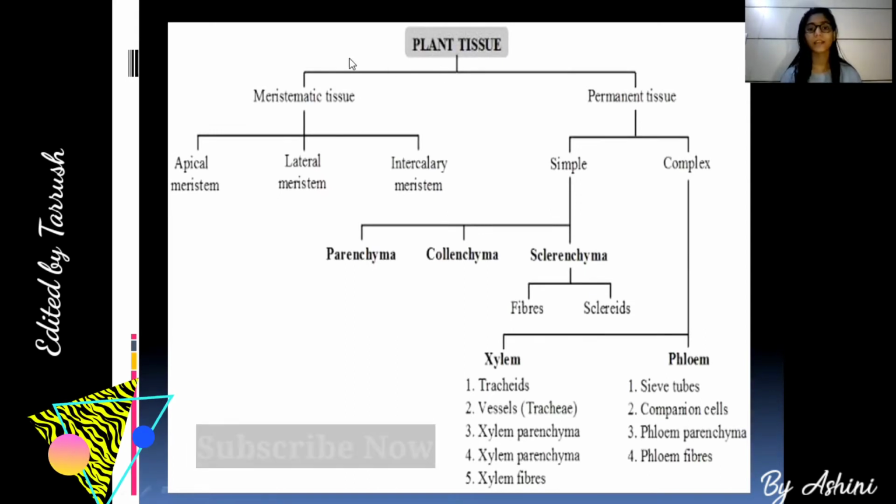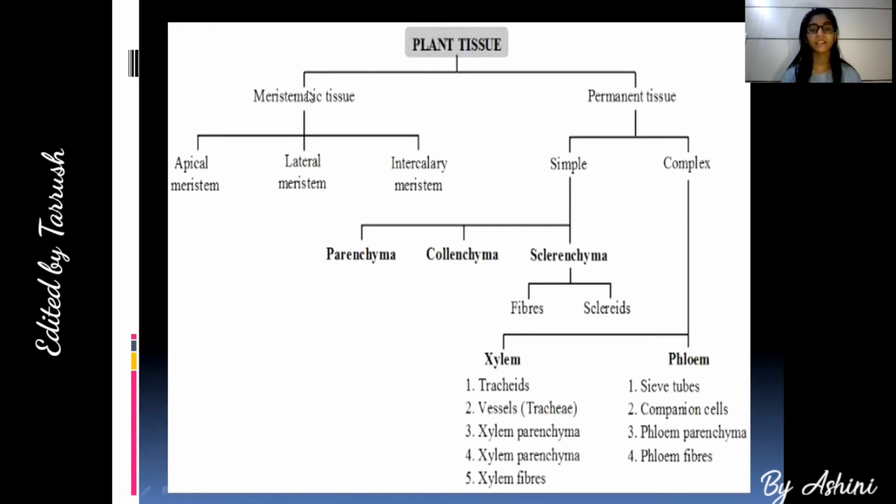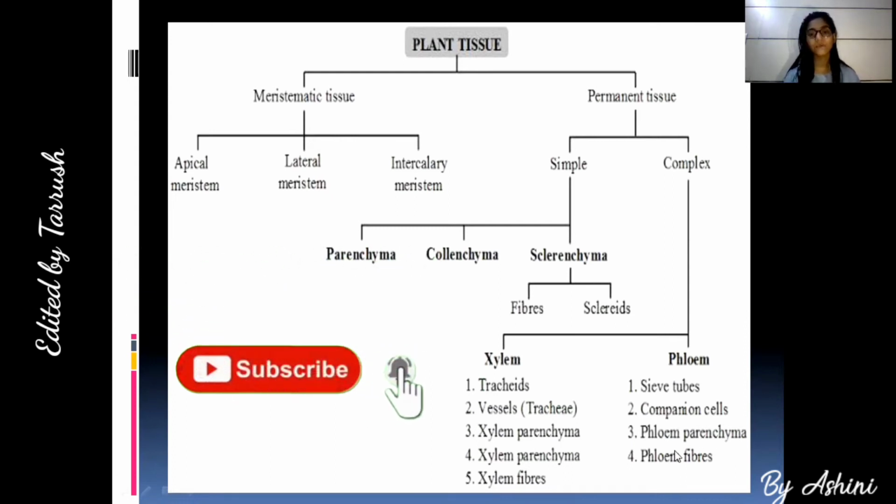Plant tissues are divided into meristematic tissues and permanent tissues, where meristematic tissues are divided into apical meristem, lateral meristem, and intercalary meristem. On the other hand, permanent tissues are divided into simple permanent tissues and complex permanent tissues. Simple permanent tissues are divided into parenchyma, collenchyma, and sclerenchyma, and complex permanent tissues are divided into xylem and phloem. Xylem is divided into tracheids, vessel, xylem parenchyma, and xylem fibers, whereas phloem is divided into sieve tubes, companion cells, phloem parenchyma, and phloem fiber.